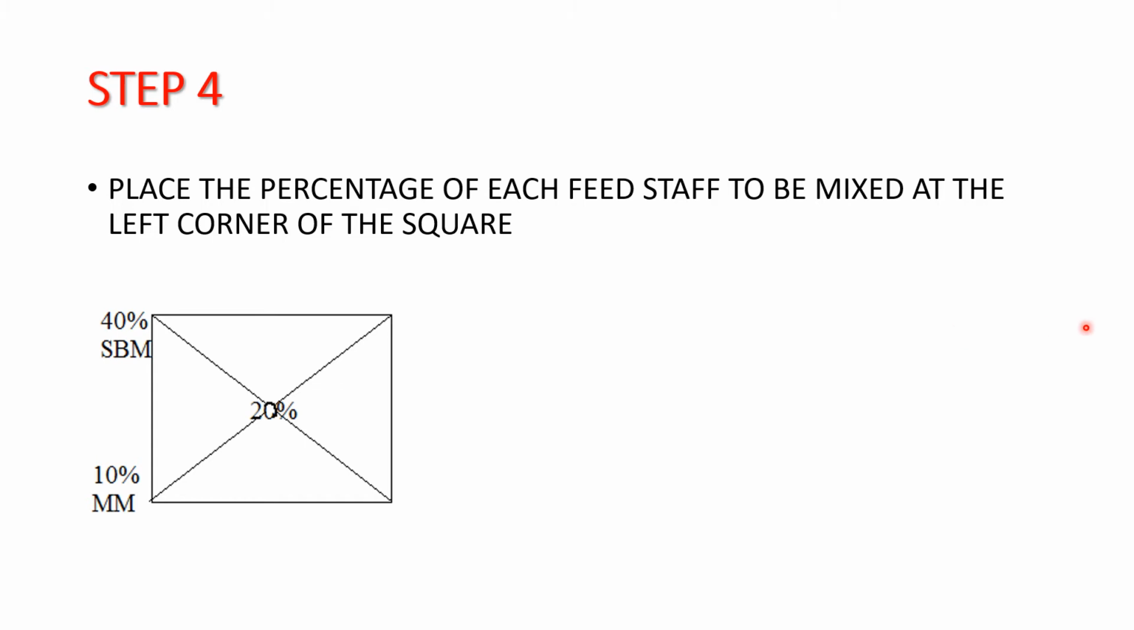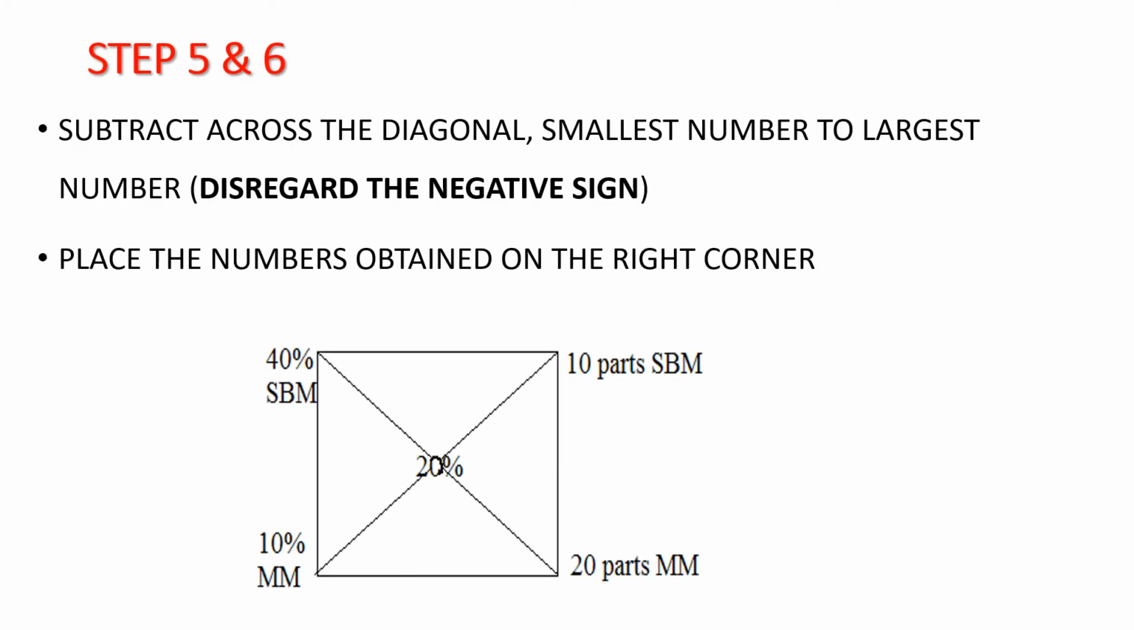Then you go to the next step. We now subtract across the diagonal. Remember, we're saying that the smallest number is subtracted from the largest number. So from this diagonal, the smallest number is 20, the biggest number is 40. So you subtract 20 minus 40.